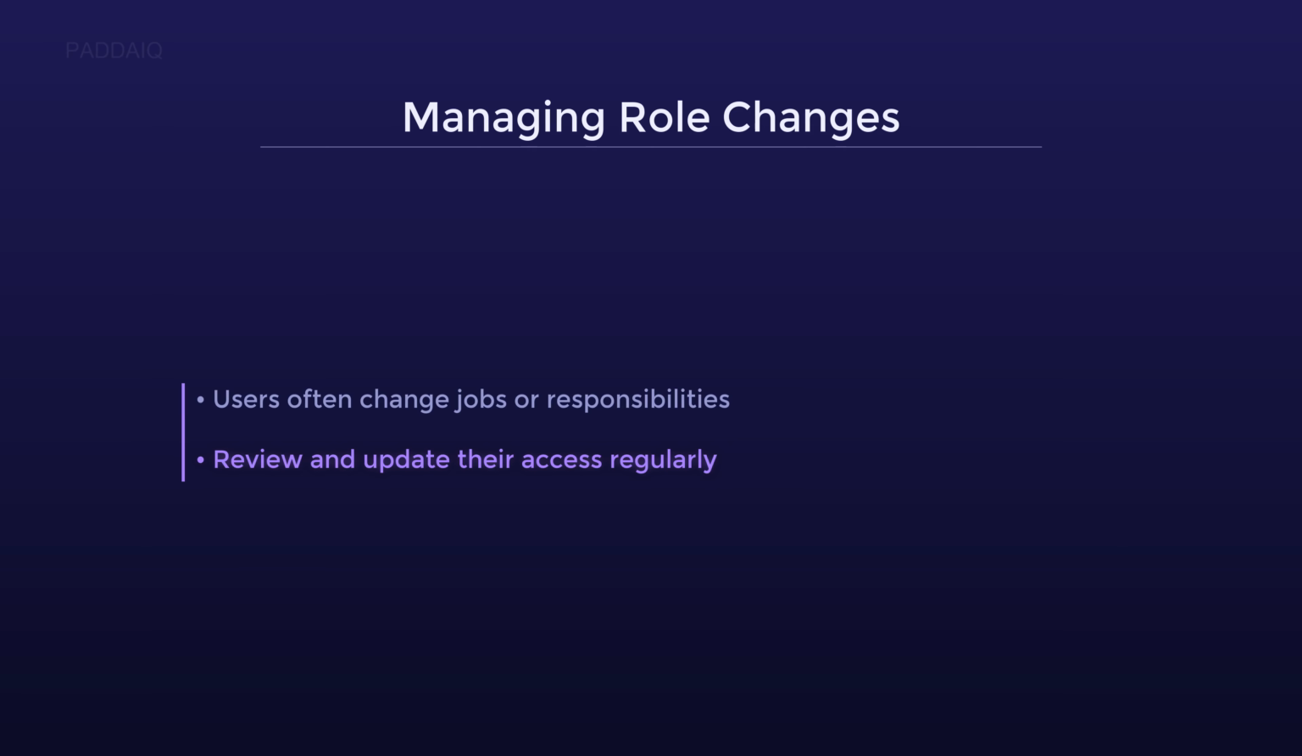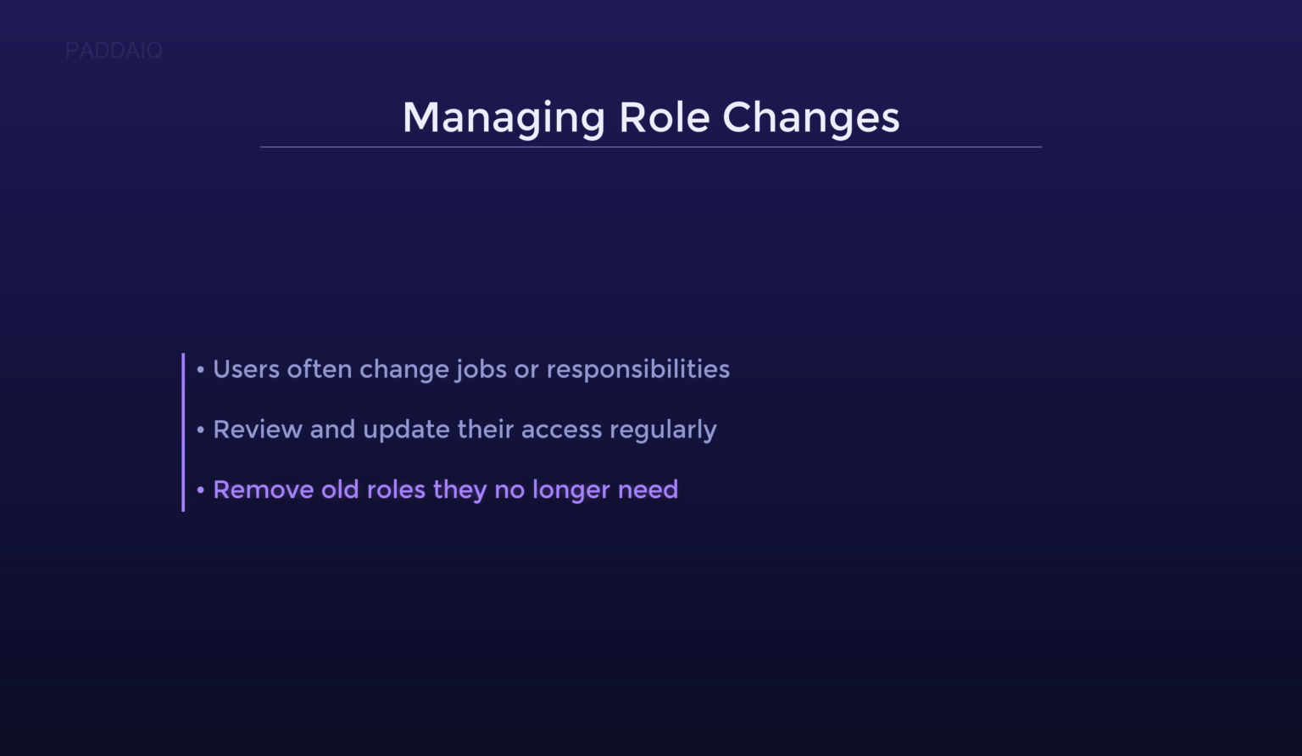Review and update their access regularly. This means periodically checking and adjusting user permissions to match current job duties. For example, if an employee moves from sales to finance, their old sales system access should be removed and new financial reporting roles assigned. This ongoing process keeps your systems secure and access appropriate.